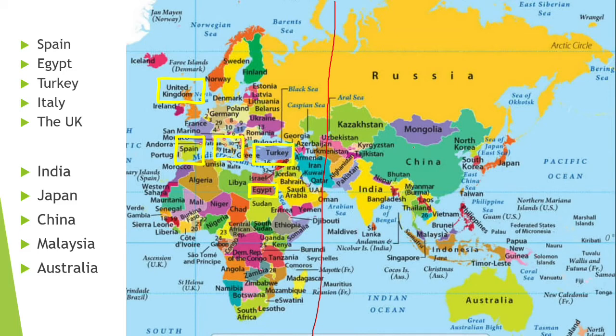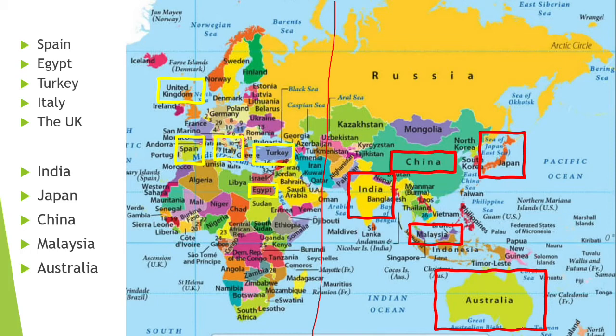Next, we are going to this side and look at India, Japan, China, Malaysia over here, the purple one, this side and this side, and last one is Australia. So Australia itself is a continent. Okay, benua Australia. Here is benua Asia, Asia. This is Asia, Australia, and this side is Europe.